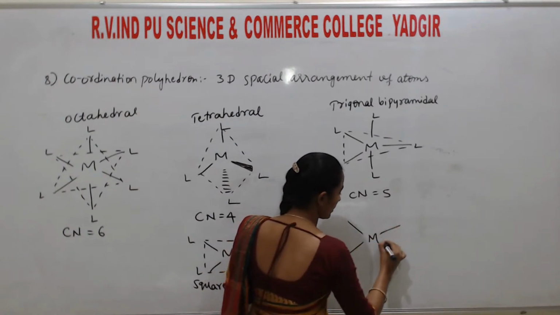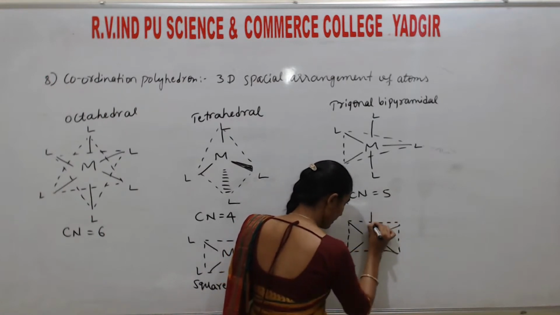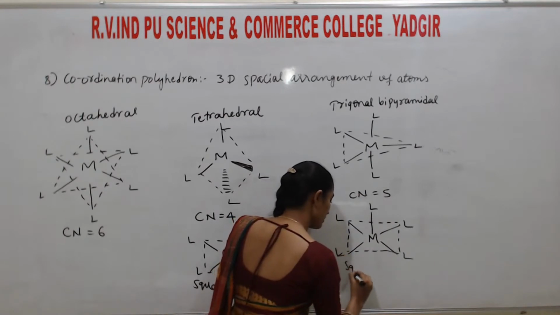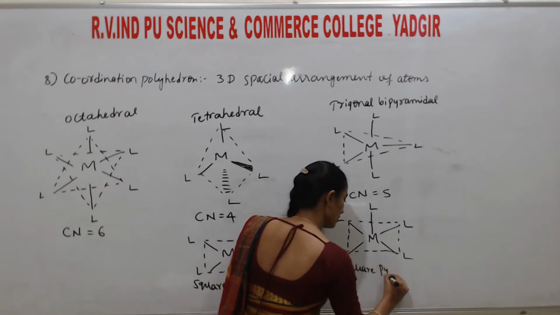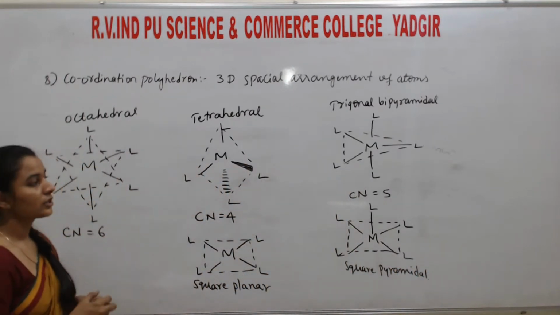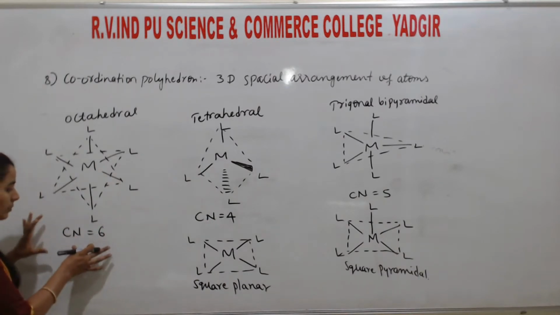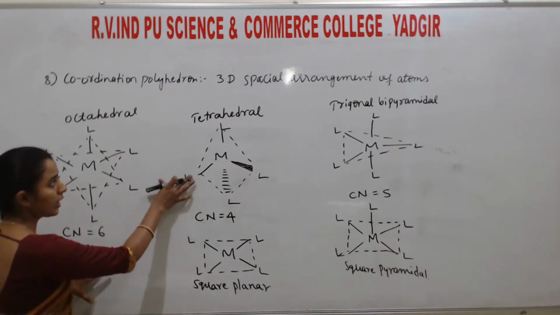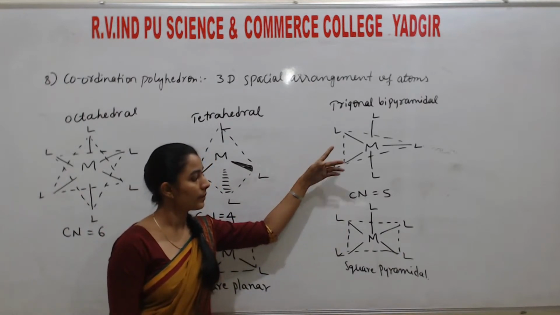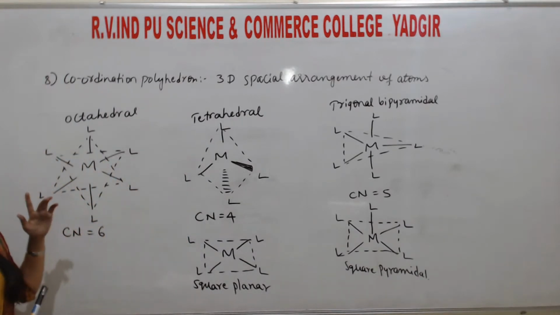So for this coordination number 5, another structure can be formed. That is square pyramidal. So these are the standard structures we are going to use for the different coordination numbers. Coordination number 6 is there, octahedral. 4 is there, either tetrahedral or square planar. Coordination number 5 is there, either trigonal bipyramidal or square pyramidal. Okay, so this is all about the coordination polyhedron.